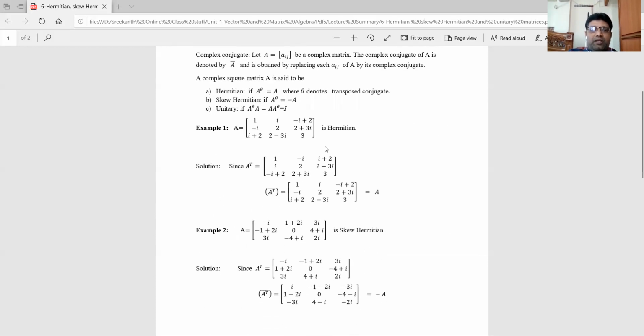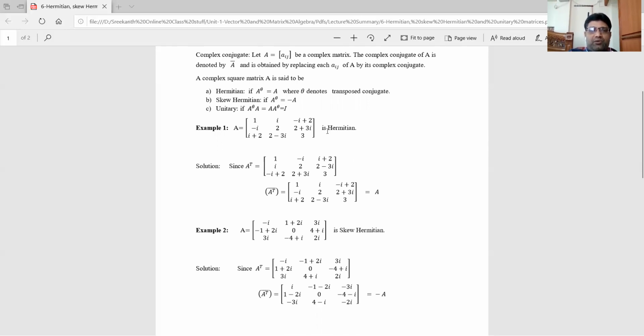First one, A equals a 3 by 3 square matrix clearly, and it is a Hermitian matrix. What is the condition for a Hermitian matrix? If you write its transpose and take its conjugate, you get the original matrix, or vice versa. If you take its conjugate first, then its transpose, and you get the original matrix, we can say that it is Hermitian.